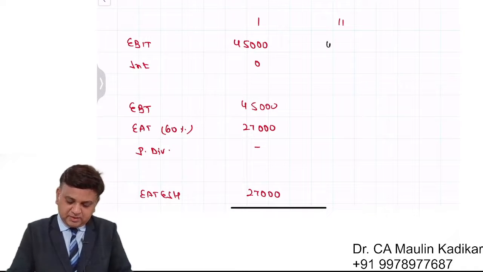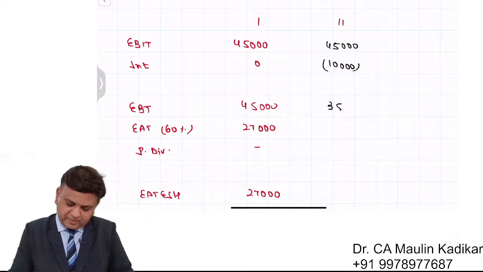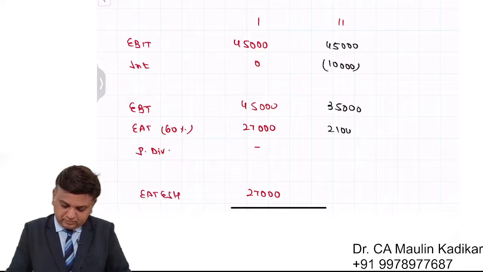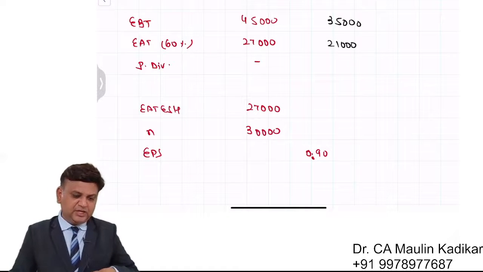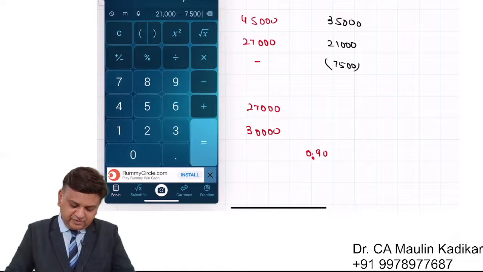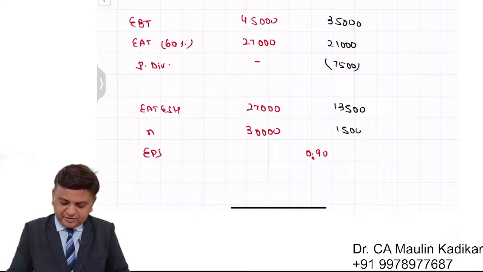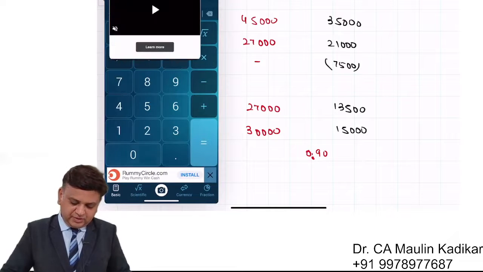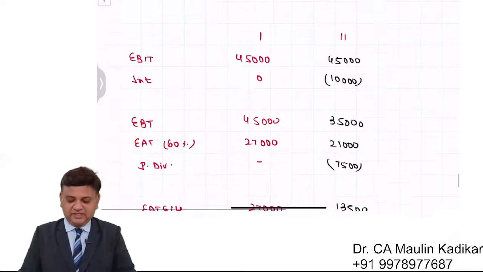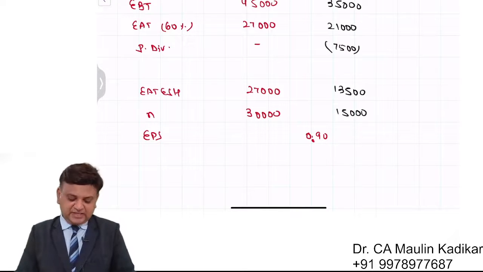For the second financial plan, this is 45,000. 1 lakh into 10 percentage, 10,000. 35,000. 35,000 into 0.6, 21,000. Preference share capital is 50,000. Rate of preference dividend 15 percentage, 7,500. 21,000 minus 7,500 is 13,500. Number of equity shares 15,000. So 13,500 upon 15,000, 0.90. That is the way the EPS can be calculated. So EPS is 90 paise, and we can say that the answer that we have computed is the correct answer.